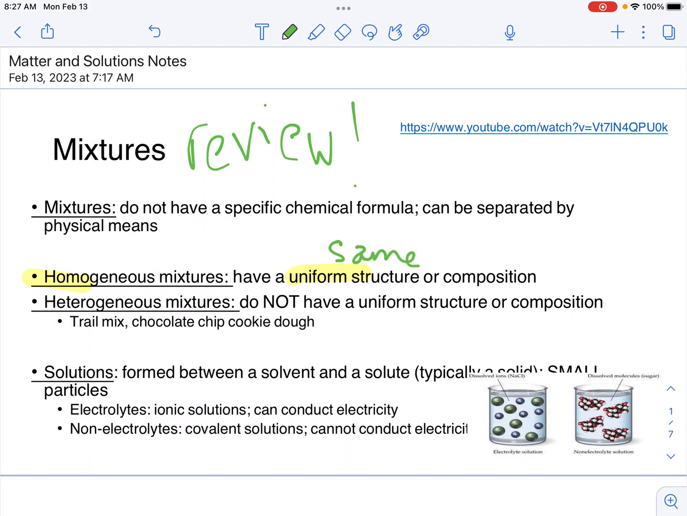Remember our example was black coffee, right? And again, you don't have to write this down. We're just using this as a review. So it's not like I can look at black coffee and say, oh, here's the coffee, here's the caffeine, here's the water, right? I can't separate it out. I can't see the differences. It just looks the same throughout. And so another way that we refer to that is a homogeneous mixture.